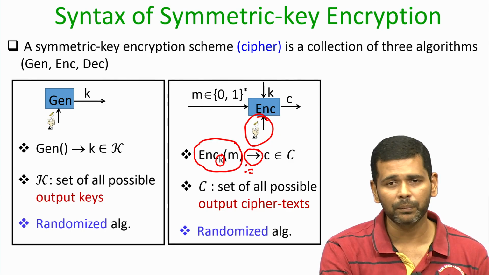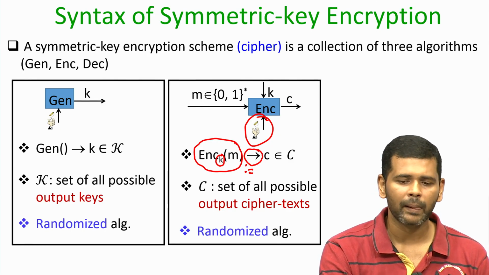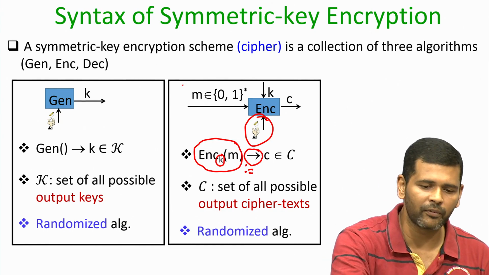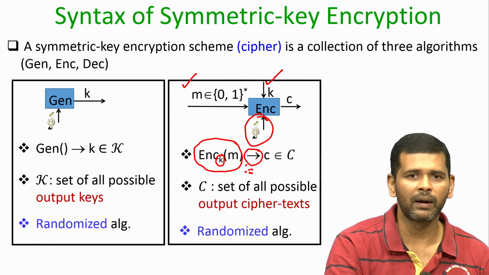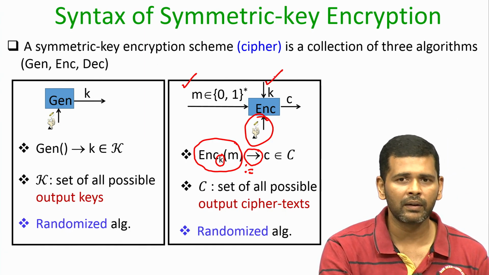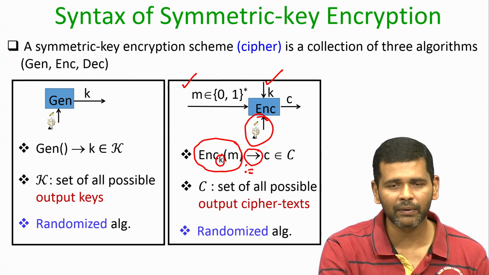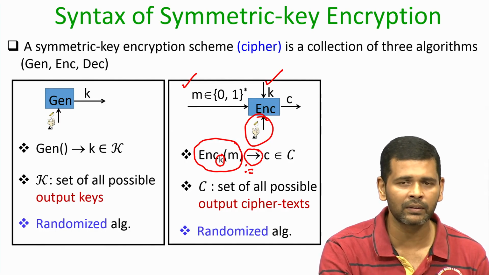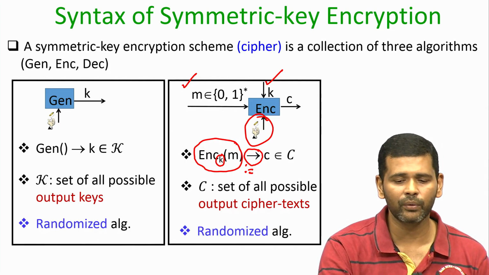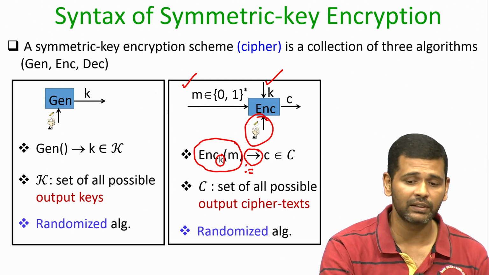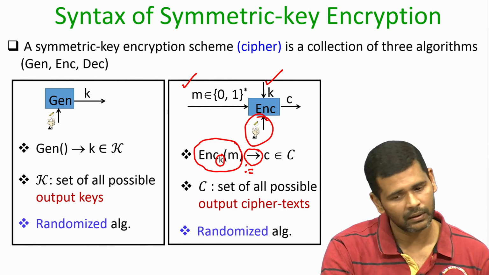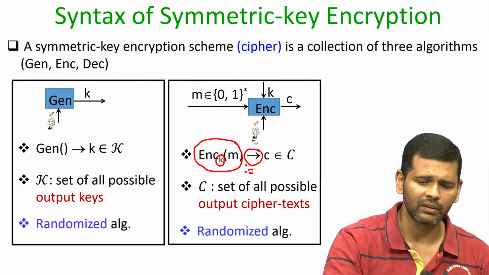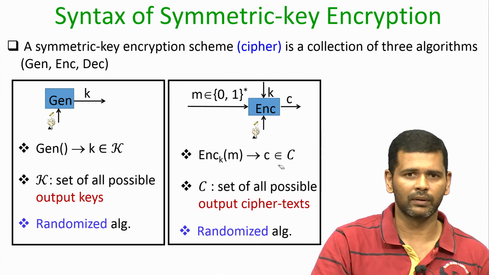Since this encryption process is a randomized algorithm, even if I call this encryption process with the same value of m and the same value of k multiple times, I am going to get different ciphertexts, because every time I call this encryption process, the set of random bit strings generated as part of the algorithm will be different. And since C is going to be a function of the message, the key and the internal random bits, the value of C will be different for different invocations. So, that is the syntax of the encryption algorithm.